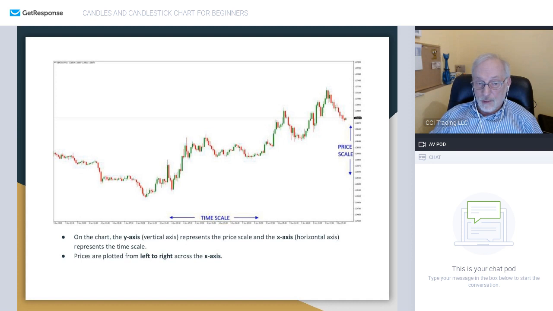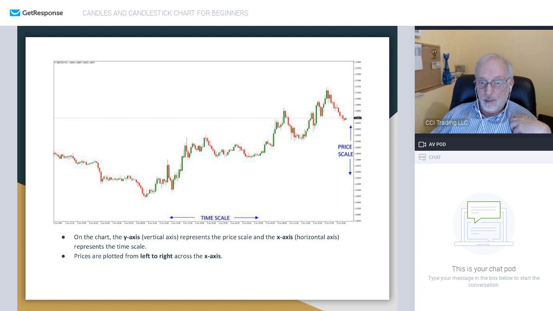So let's start. What's a price chart? This is a typical price chart which we are using during trading. It's a price chart from a trading platform, a tool which you are using to trade on. And usually it looks like this.